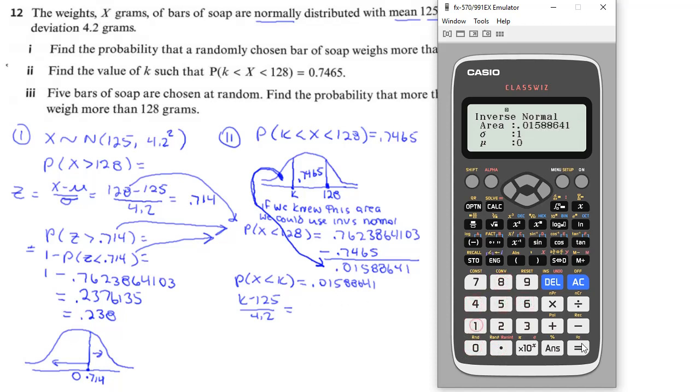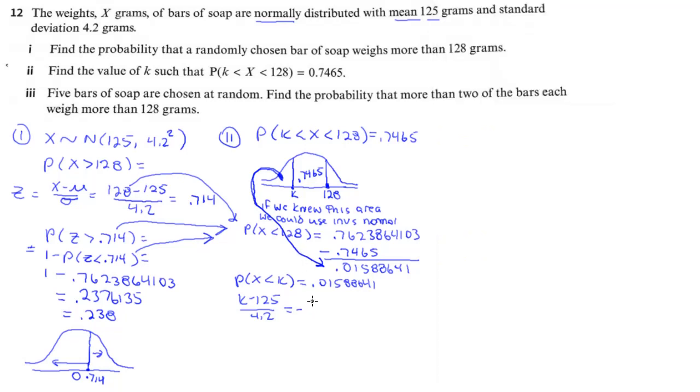And we're going to find out that that value should be a negative 2.147. And so now, all I've got to do is get the k by itself, and I'm going to find out that k is equal to 115.9826, or 116. And then when you go to part 3, it says 5 bars of soap are chosen at random.